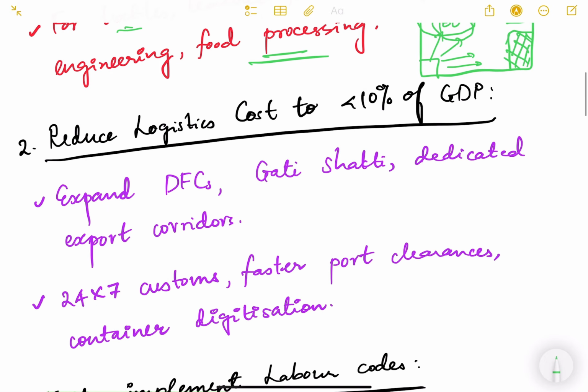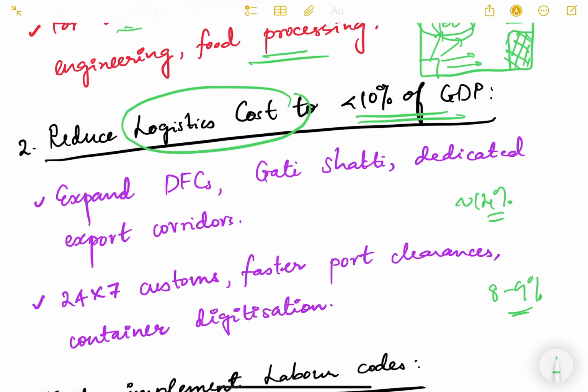Then, reduce logistics cost to less than 10% of GDP. Currently it is around 14% in our country. We need to bring it down to less than 10%, because in China it is about 8 to 9% of GDP. In other countries it is even less. So we need to work on this, because ultimately after producing, you have to transport it and sell it in the market. So logistics cost is equally important.